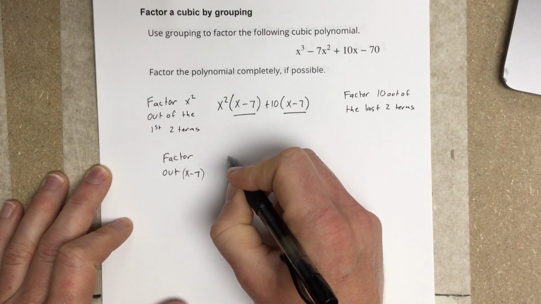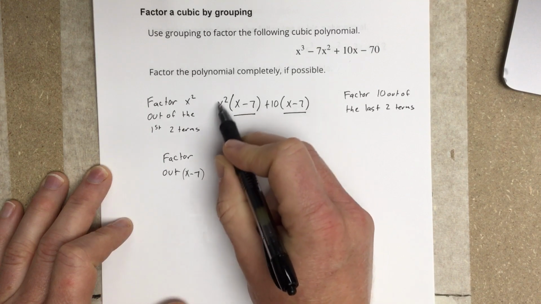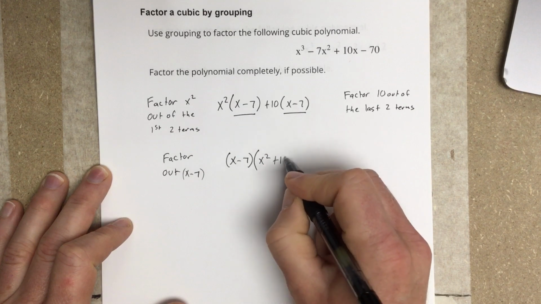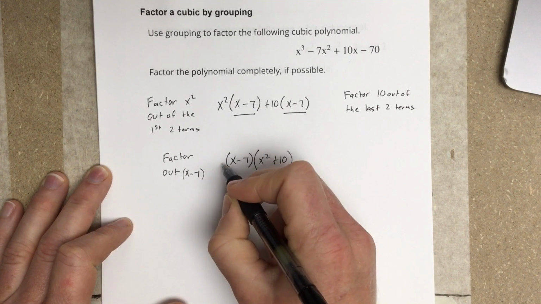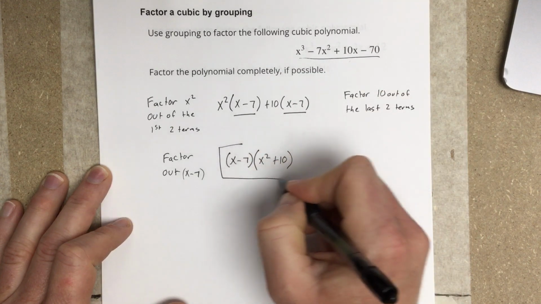And when we do that, we get x minus 7 out front. And then when we divide it out of this term, x squared is all that's left. When we divide it out of this term, we just get 10 there. And so this is actually the factored form of the original polynomial.